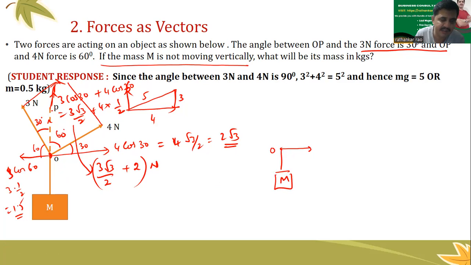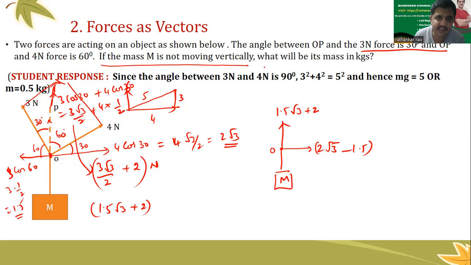Now what will happen to this one here? The total force acting here is 3 root 3 by 2 plus 1.5. Let me simplify it once more: 1.5 root 3 plus 2. This is the force that I get along the vertical direction. So 1.5 root 3 plus 2 along the vertical direction, and 2 root 3 minus 1.5 along the horizontal direction.